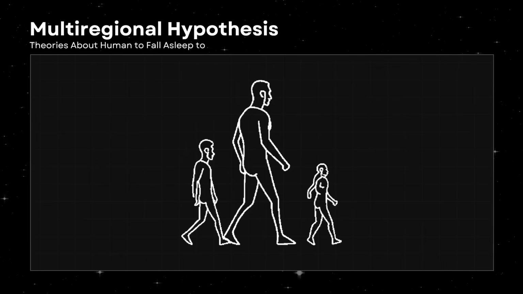The Multiregional Hypothesis says that modern humans, or Homo sapiens, did not come from one single place like Africa. Instead, this idea suggests that humans developed in several parts of the world at the same time. According to this view, earlier humans like Homo erectus left Africa more than 1 million years ago and spread to Asia, Europe, and other regions. Over time, these groups changed gradually into modern humans, but they stayed connected through small amounts of mixing between populations. This mixing helped keep humans as one species.